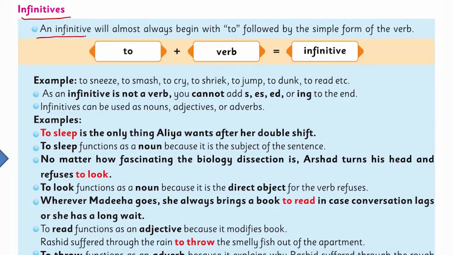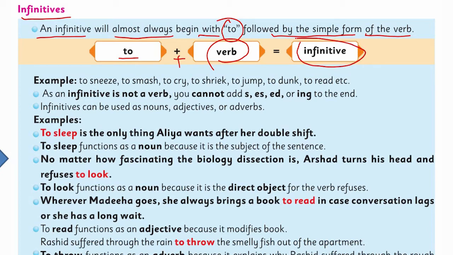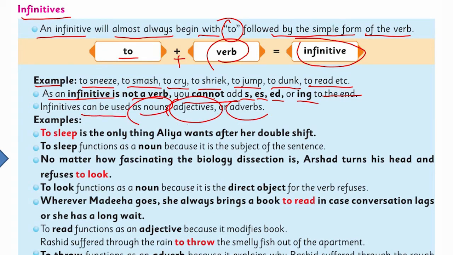Infinitives. An infinitive will almost always begin with to, followed by the simple form of the verb, the first form of the verb. Like, to plus verb is called an infinitive. For example, to sneeze, to smash, to cry, to shriek, to jump, to dunk, to read, etc. As an infinitive is not a verb, you cannot add s, es, ed or ing to the end. Infinitives can be used as nouns, adjectives or adverbs.